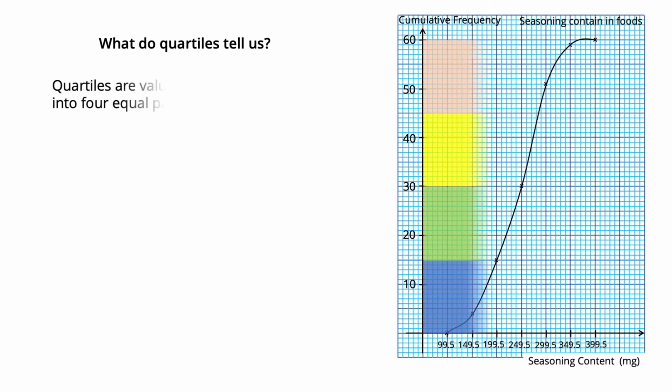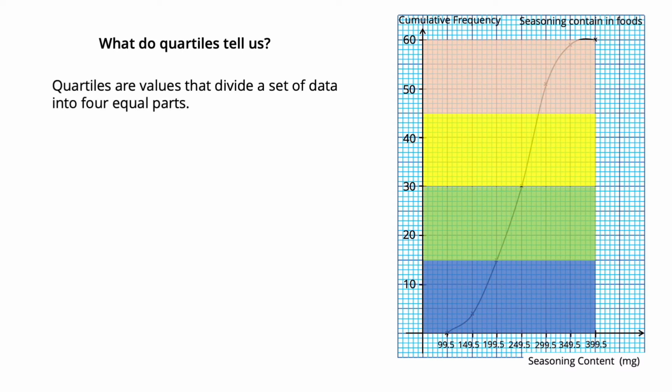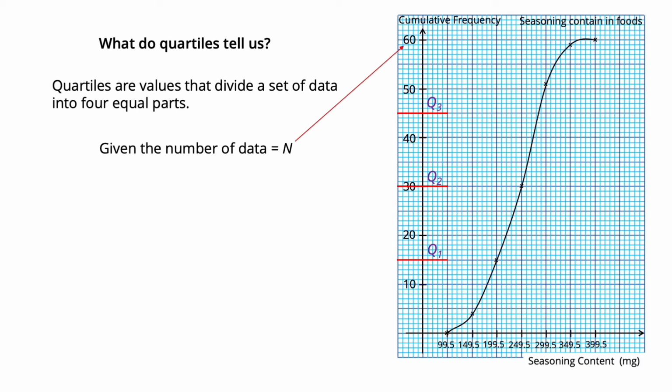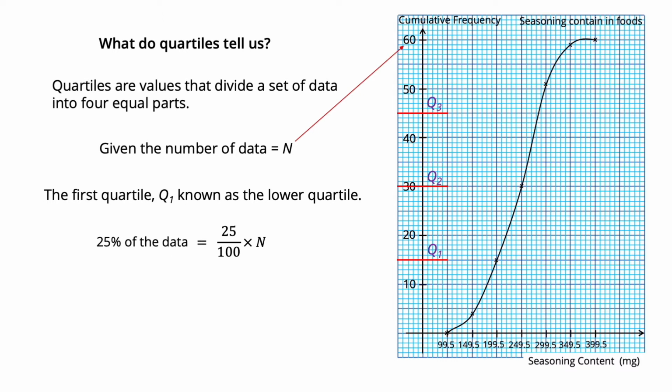What do quartiles tell us? Quartiles are values that divide a set of data into 4 equal parts. Each set of data has 3 quartiles, which are the first quartile Q1, second quartile Q2, and third quartile Q3. Given the number of data is n, the first quartile Q1, known as the lower quartile, is a quartile that contains 25% of the data. That is a quarter of the total frequency.